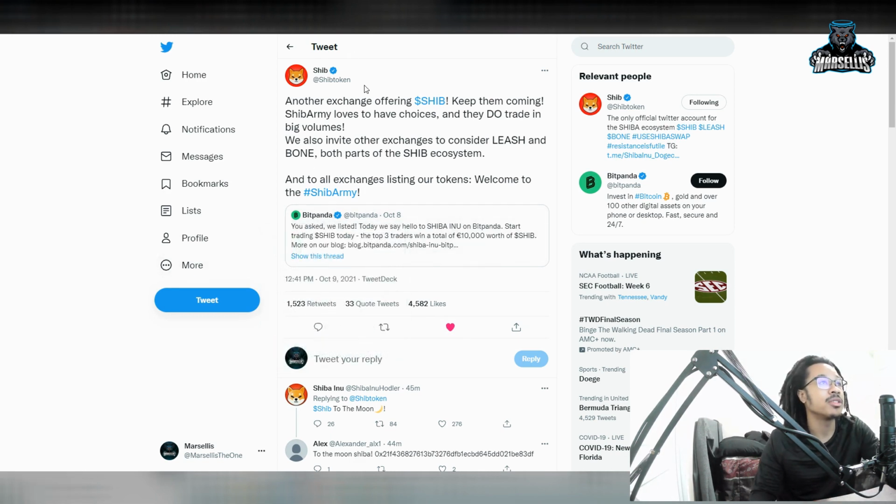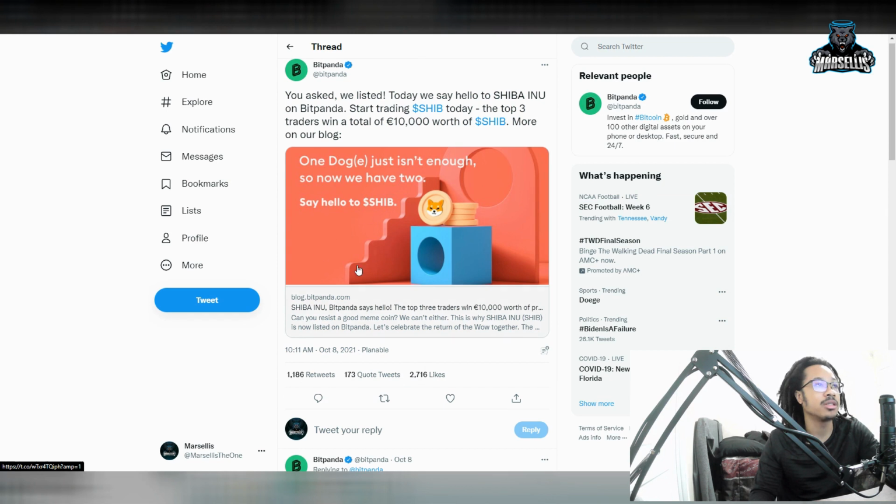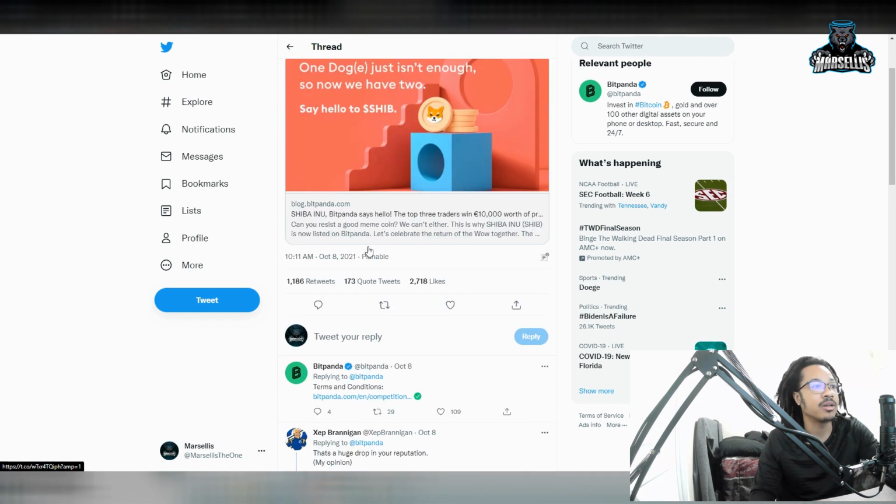Now you can definitely see over here that now that we're listed, we also invite other exchanges to consider Leash and Bone, both parts of the Shib ecosystem. So they're trying to get them to accept Leash and Bone as well, now that they just now accepted Shib. So shout out to Bitpanda for actually listing Shib on here. You can definitely check it out on here if you want.